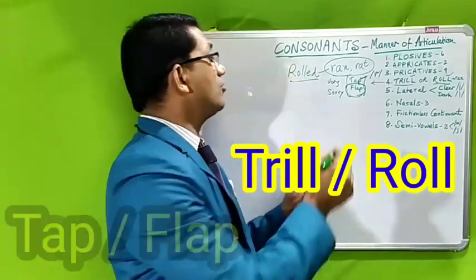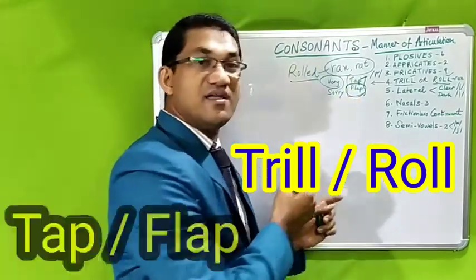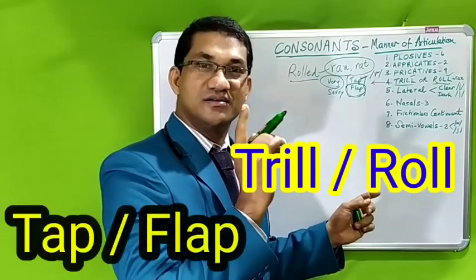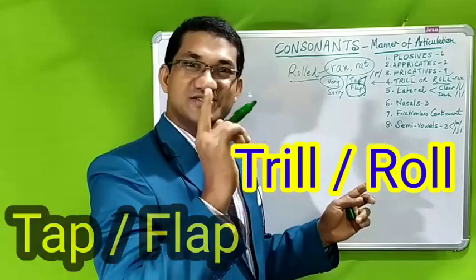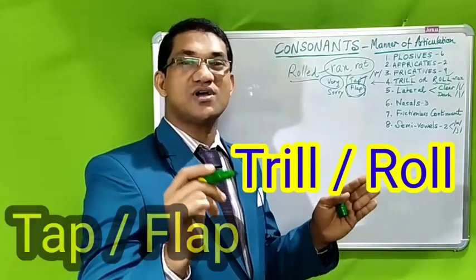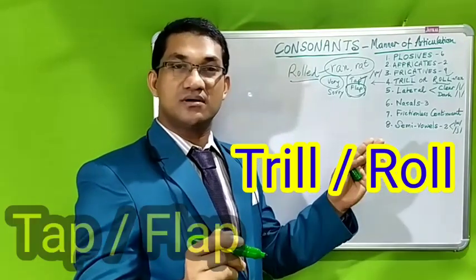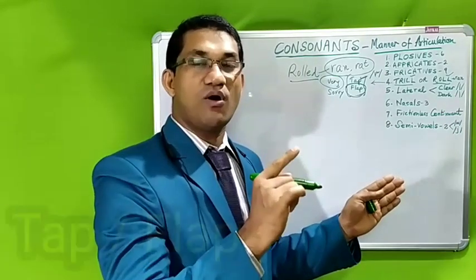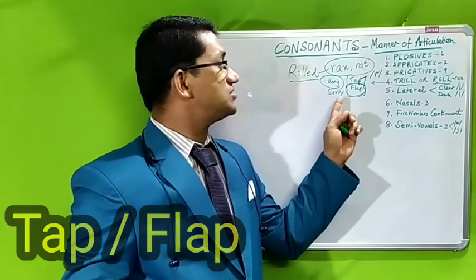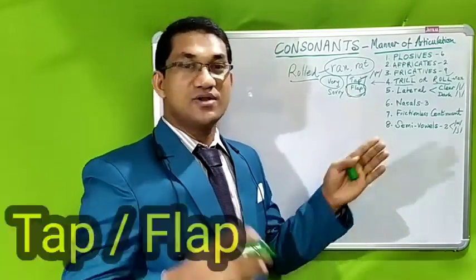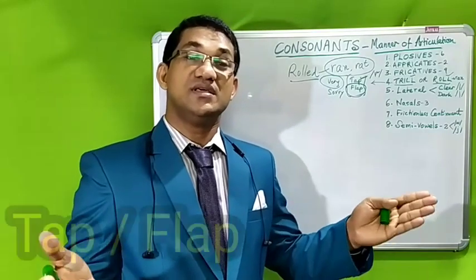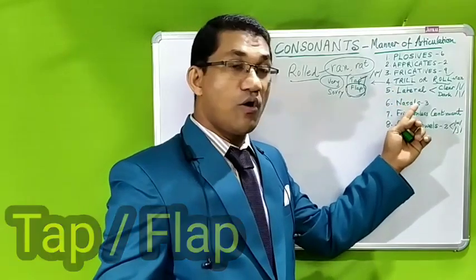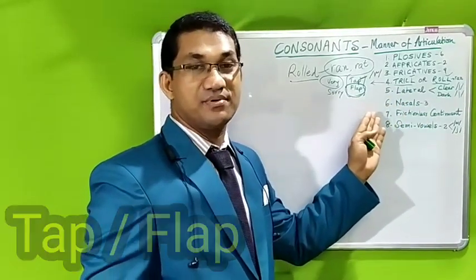Say for example, look at the word very, sorry. Just a single tapping. So such post-alveolar frictionless continuants or R, which is articulated with a single tapping on the alveolar ridge, is known as a tap or a flap. So now it's very clear to you, you know the distinction between a trill or a roll and a tap or a flap.